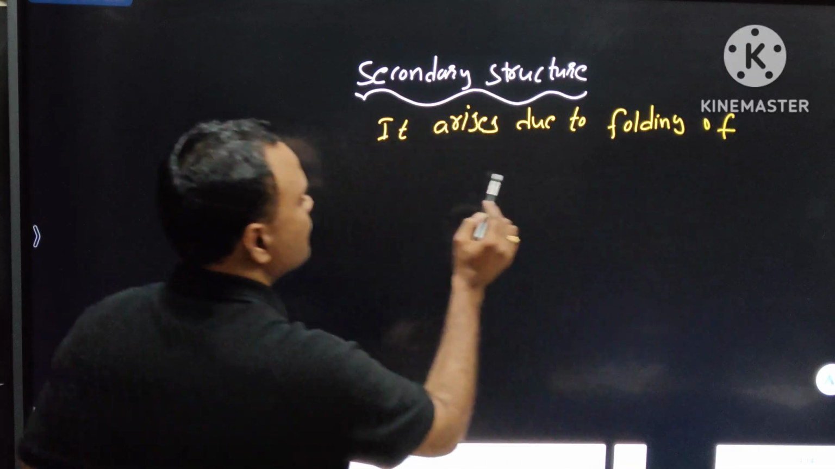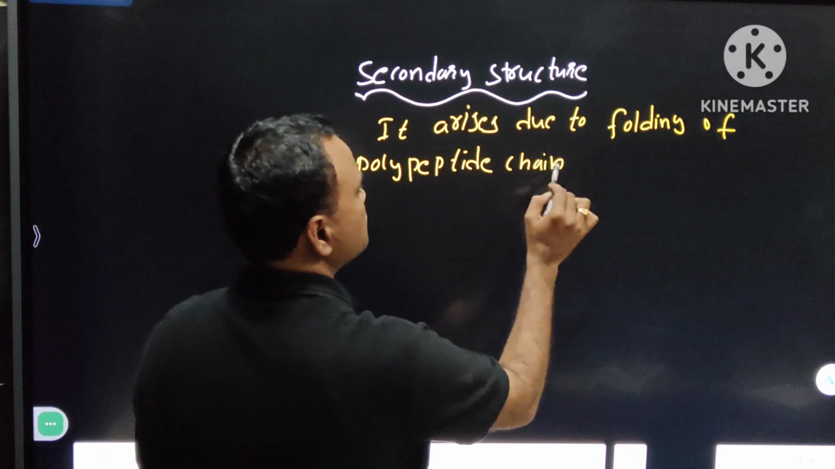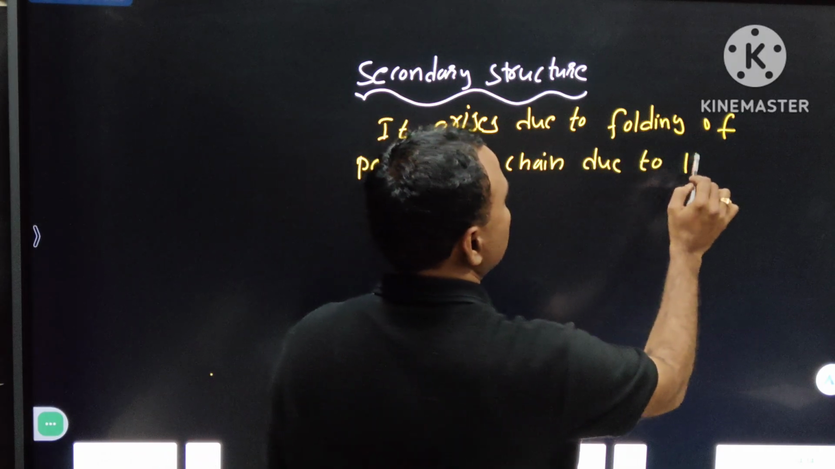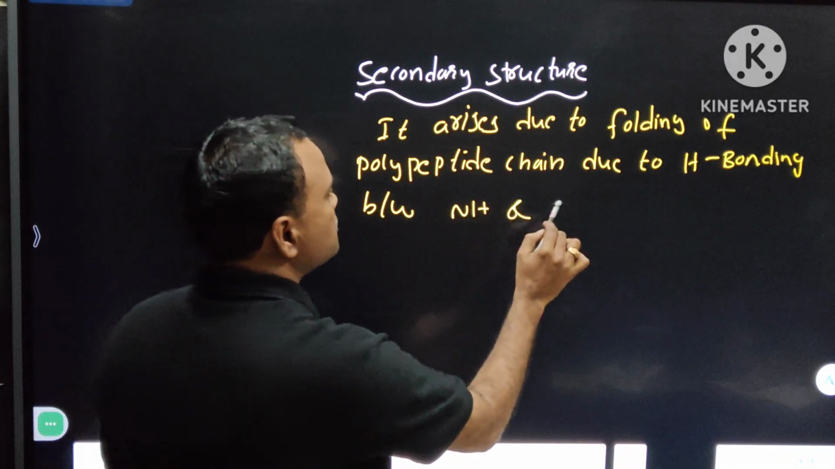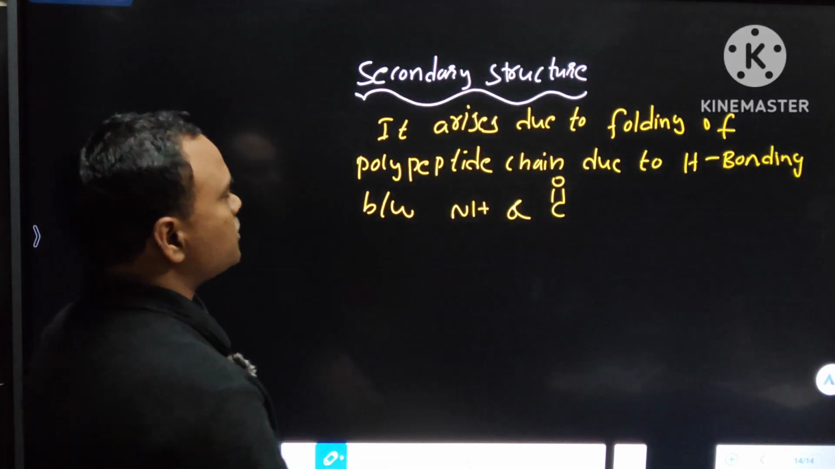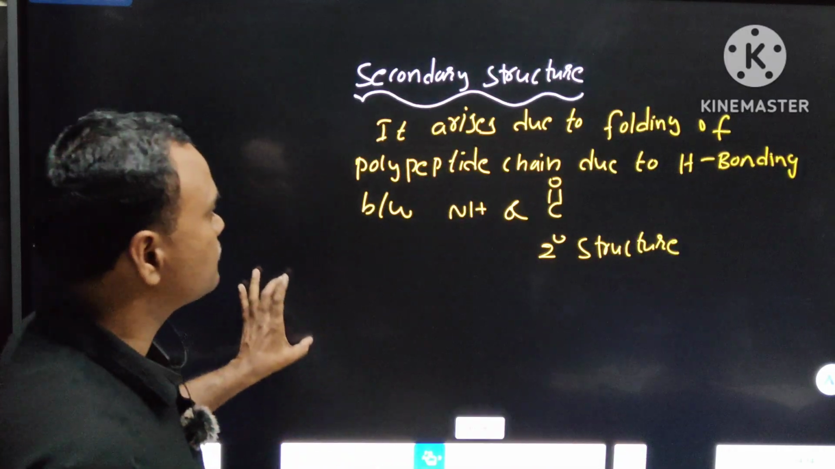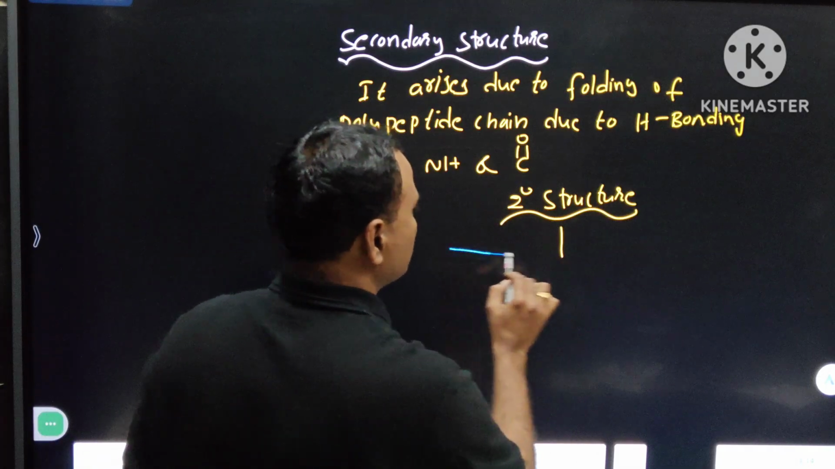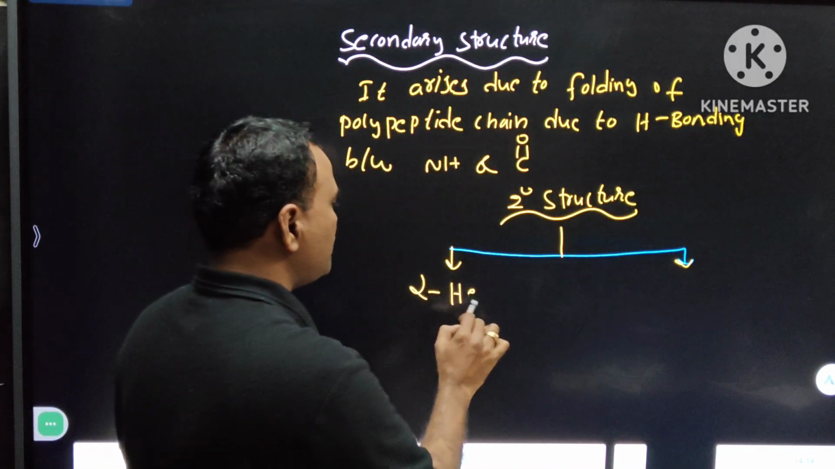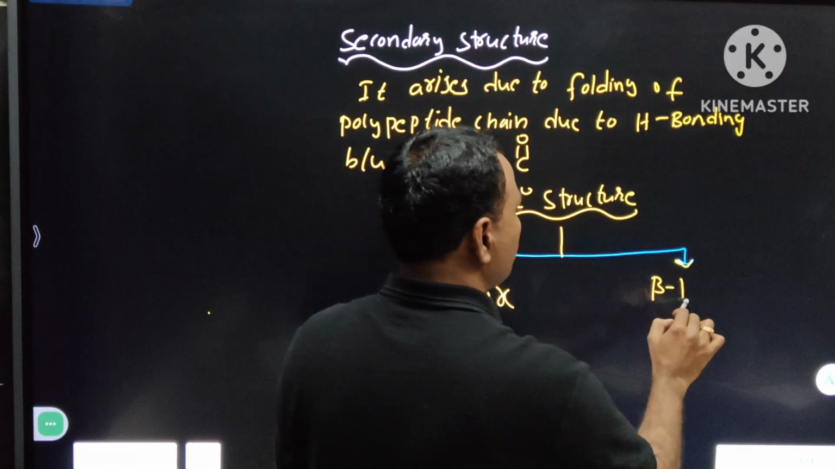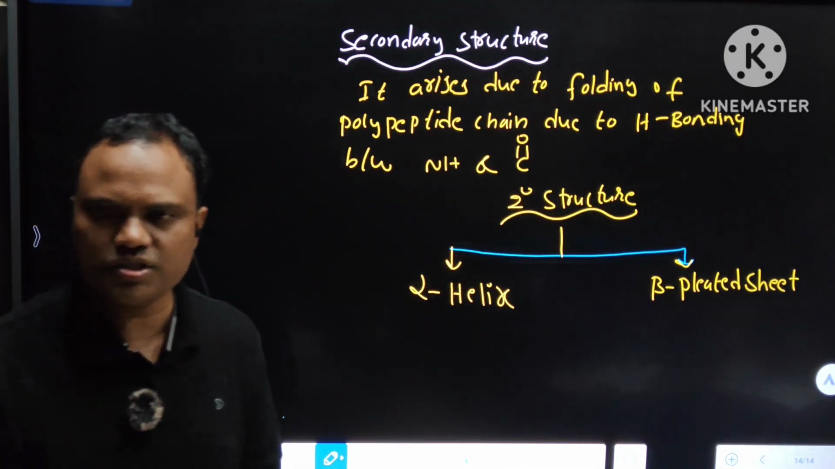Secondary structure arises due to folding of polypeptide chains due to hydrogen bonding between NH and C double bond O. Secondary structure is of two types: alpha helix and beta pleated sheet structures.